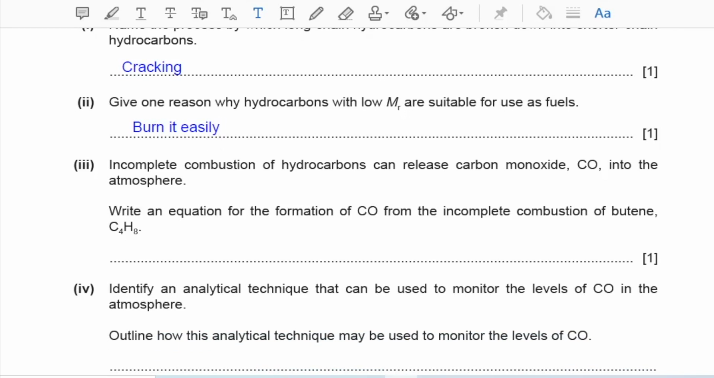Part 3, incomplete combustion of hydrocarbons can release carbon monoxide into the atmosphere. Write an equation for the formation of carbon monoxide from the incomplete combustion of butane. So C4H8 plus O2 gives carbon monoxide plus water.